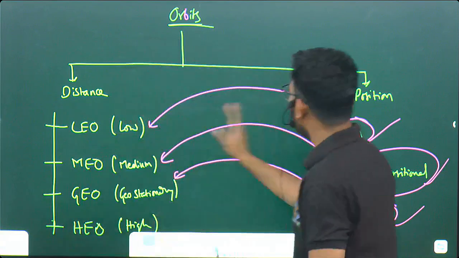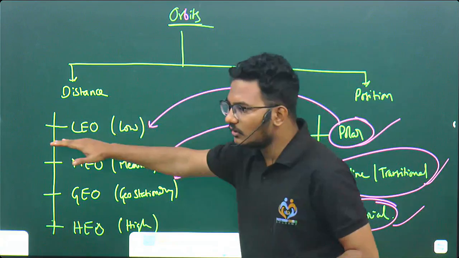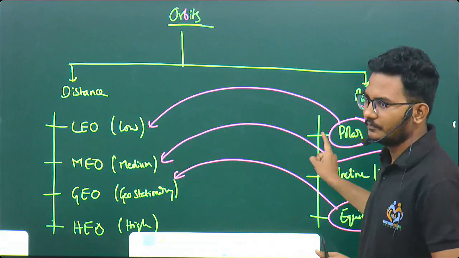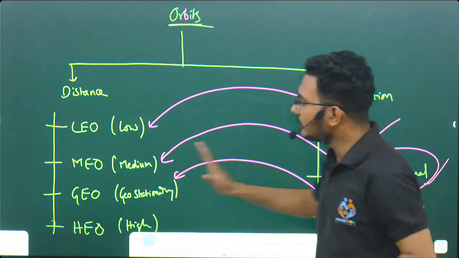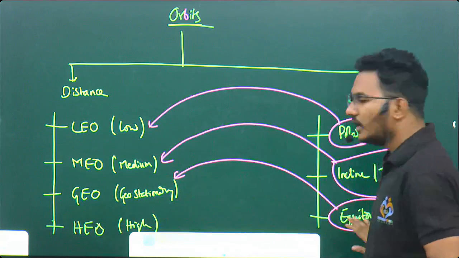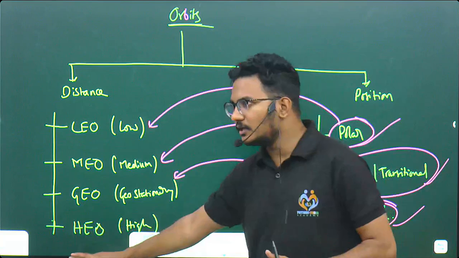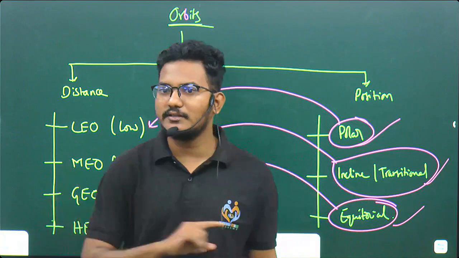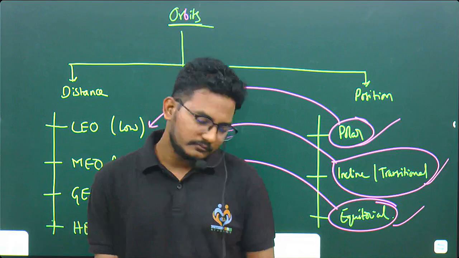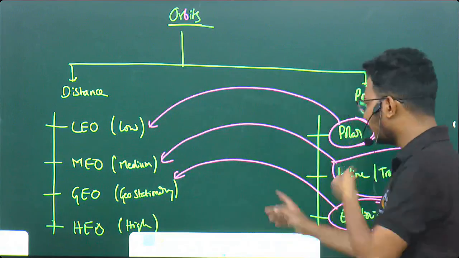So these are combinations, guys. If something is LEO, then it must be polar. If something is MEO, then it must be transitional. If something is GEO, then it must be equatorial. If something is here, then it must be nothing, because it is not covering the Earth's surface. I have told you it is outer. Understood? So write down.